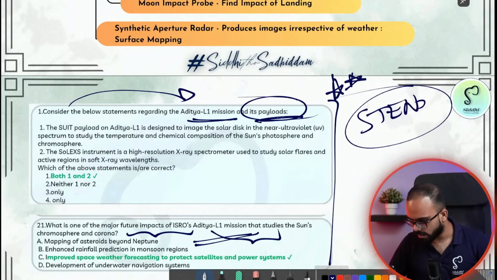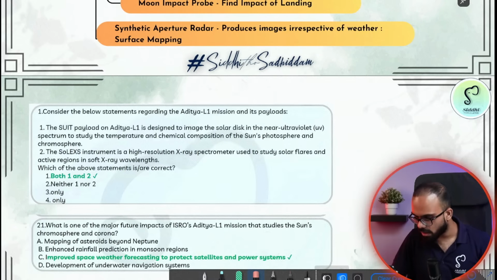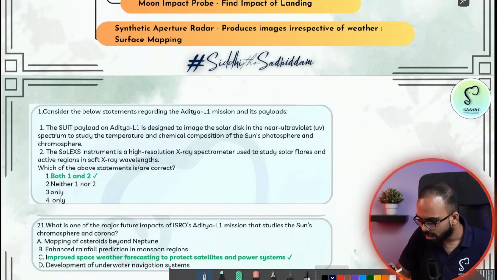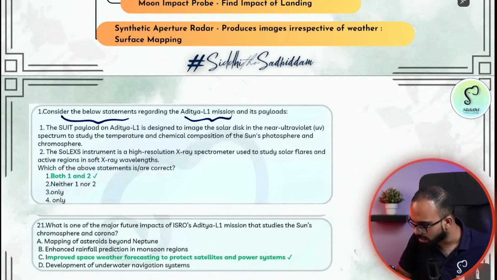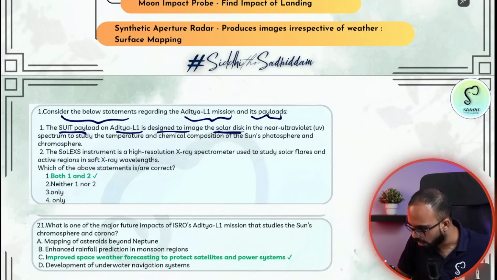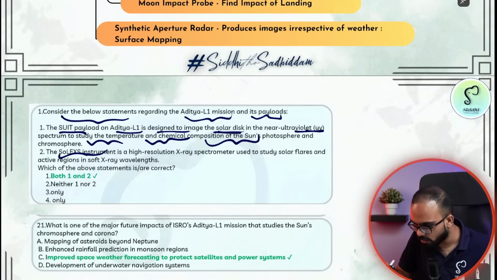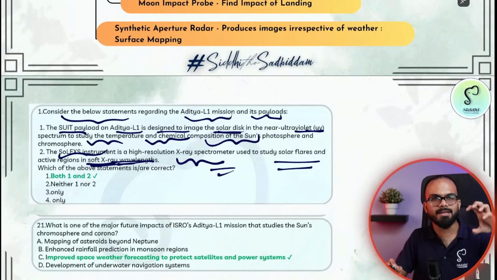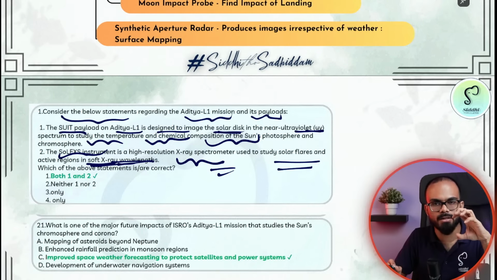Now look at this question. I am not sure you will answer this question today because we will hand it over tomorrow. But I want you to look at this question. Consider the following statements regarding the Aditya L1 mission and its payloads. The SUIT payload on L1 is designed to image the solar disk in the near UV spectrum, and study the temperature and chemical composition. The SOLEX instrument is an X-ray spectrometer to study the solar phase and the X-ray wavelengths. See the depth at which they are asking questions in the exam.